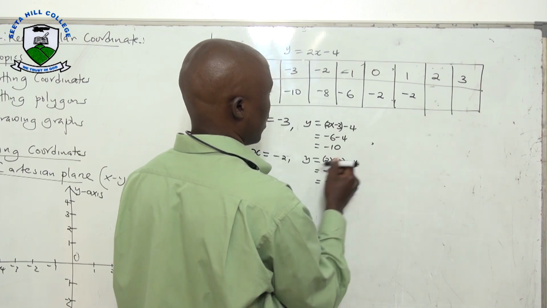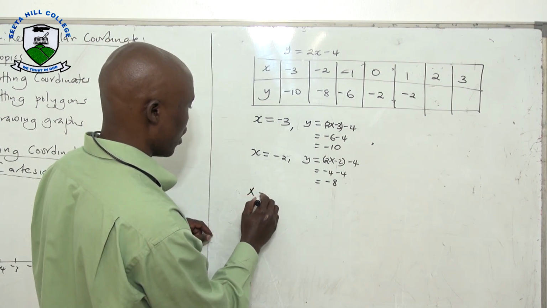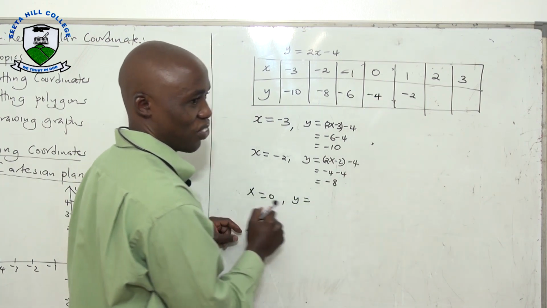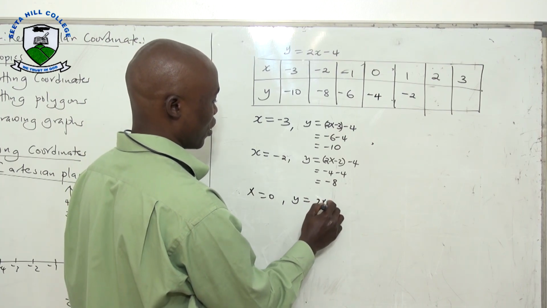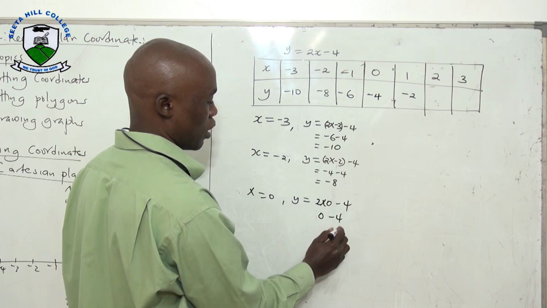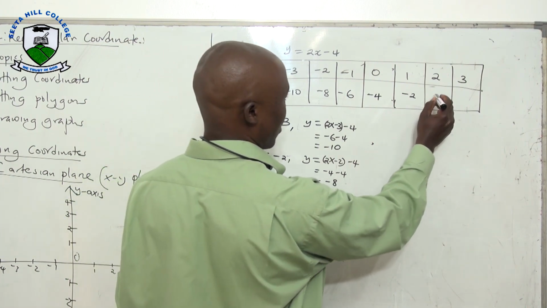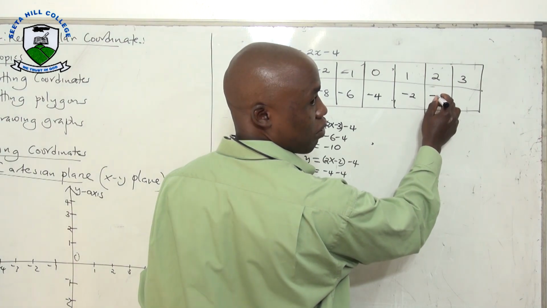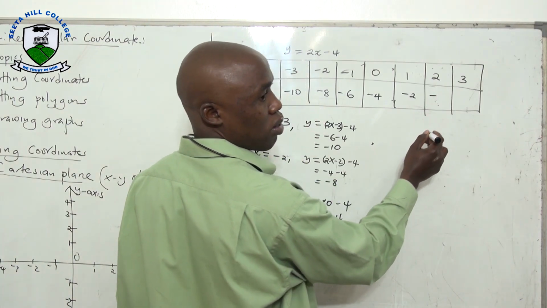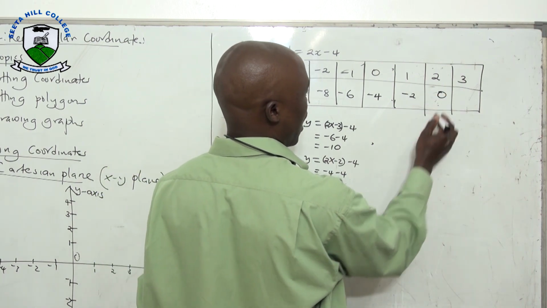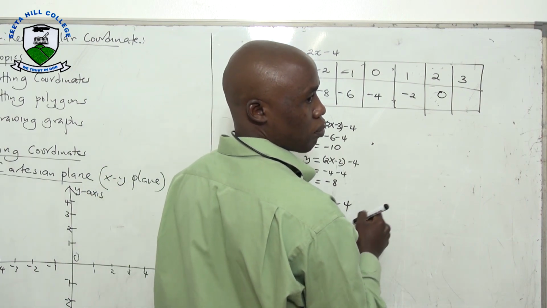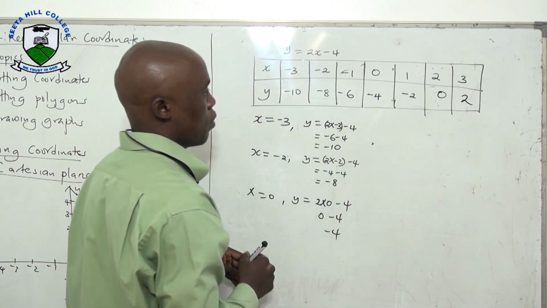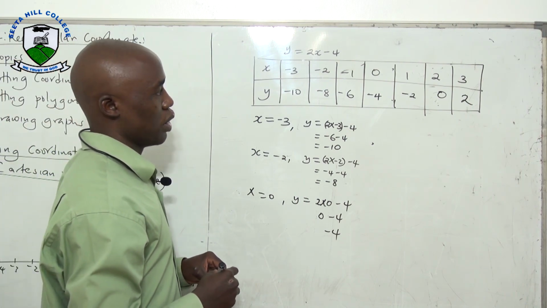When x is 0, you have negative 4. Because you say 2 times 0 minus 4, which is 0 minus 4, which is negative 4. Then here, it's 0. And lastly, positive 2. Now, you can plot those coordinates.